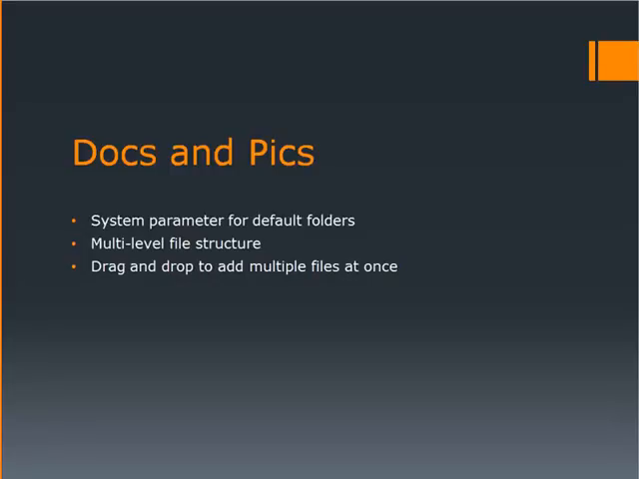Previously, documents and pictures were added one by one under the vendor, customer, job, and inventory profiles. Now we've added new features that allow you to create default folders within the system parameters, organize your docs and pics with a multi-level file structure, and the ability to drag and drop to easily add multiple files at once. We'll start with default folders.